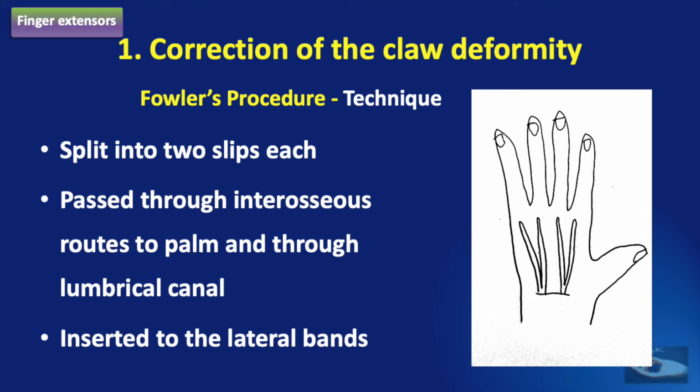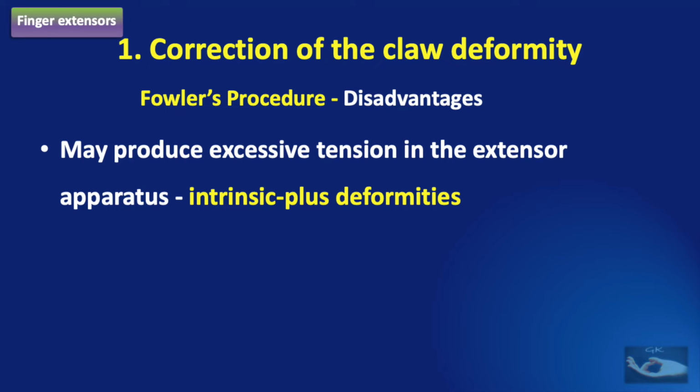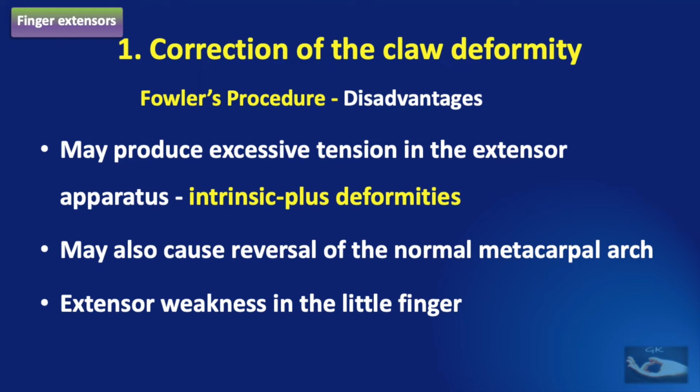to the lateral bands. But the Fowler's procedure has a few disadvantages, mainly because of the inadequate length of the EIP and the EDM tendons being used. Excessive tension may be placed in the extensor apparatus, leading to intrinsic plus deformities, and it may also cause reversal of the normal metacarpal arch and may also result in weakness of the extension of the metacarpophalangeal joint of the little finger due to removal of the EDM.